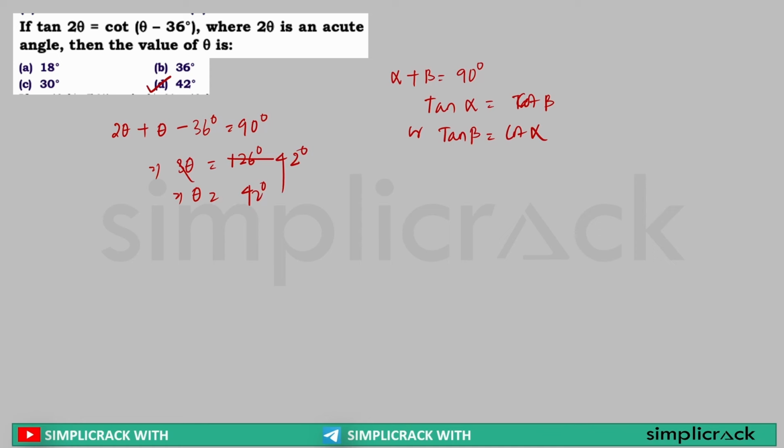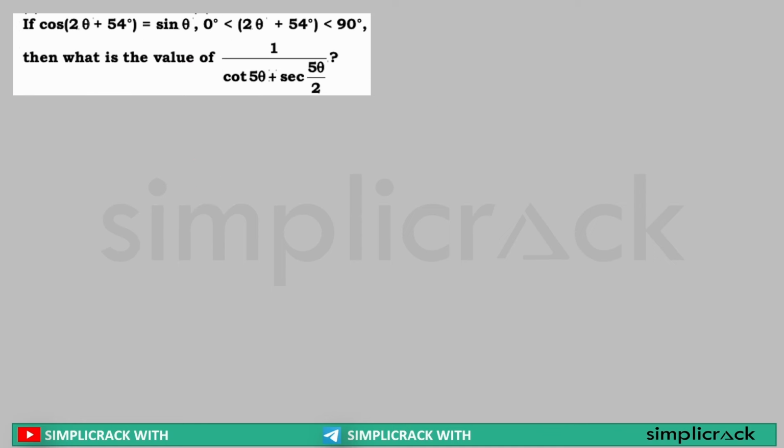You should not be surprised about it. Okay. Now cos this is equal to sine this. That means 2θ + 50 degrees + θ is equal to 90 degrees. So 3θ is equal to 90 degrees minus 54 degrees, which is equal to 36 degrees. 3θ is 36, θ is equal to 36 by 3, that is 12 degrees.